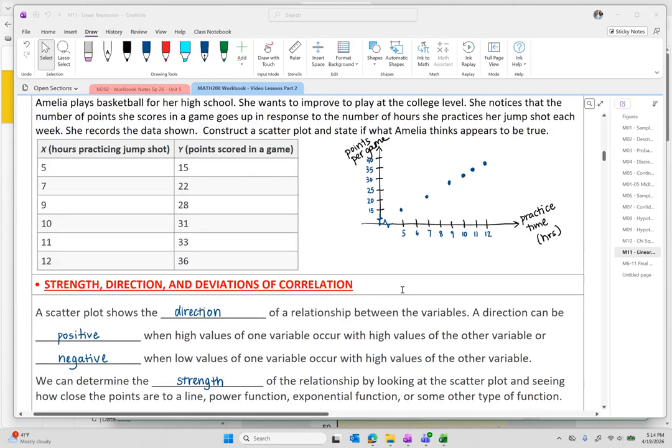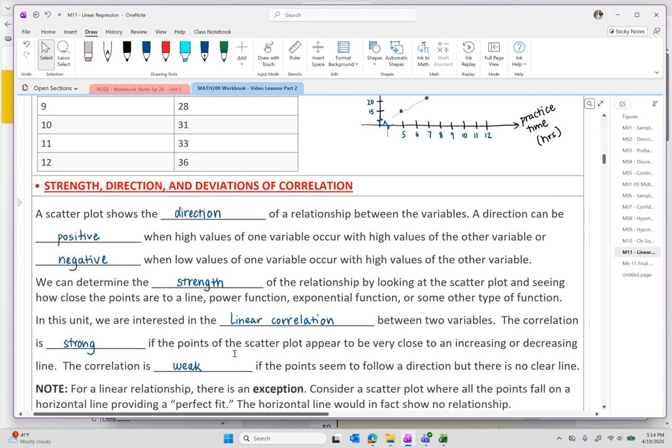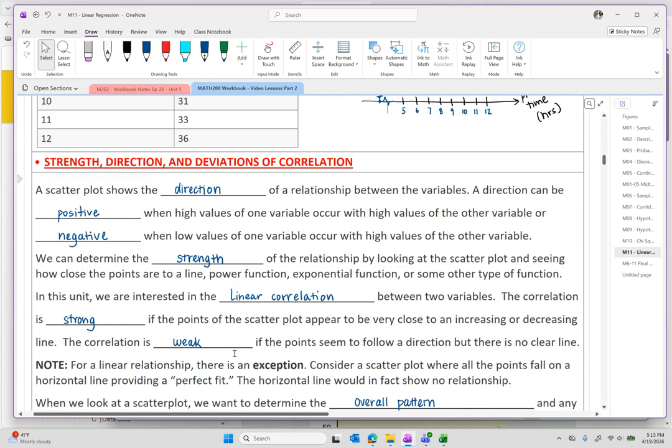So looking at a particular example with Amelia's performance, we can see that the points kind of look like they are on a straight line, if there were a straight line that goes through these points. So when we are creating a scatter plot, then we want to look at two things.